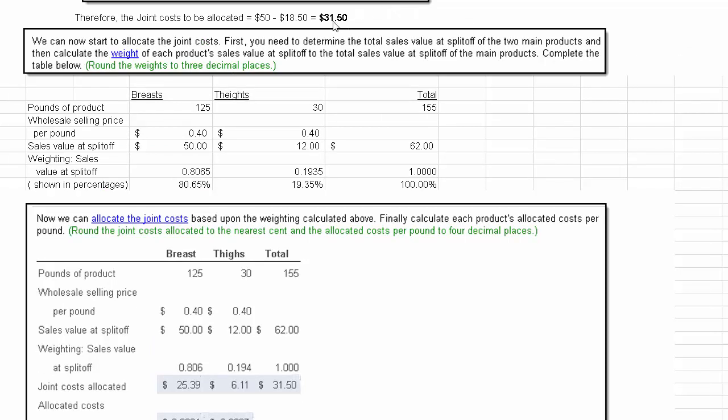Oh, I had one typo here. 50 minus 18.50 is 31.50, not 31.40. Okay, so if we then take the 31.50 times that new allocation, 0.806, I'll get 25.39. Okay, take the 31.50 times the 0.194, I'll get 6.11, so that's our allocation. And from there, we can derive the allocated cost per pound. Let me slide down so you can see that.